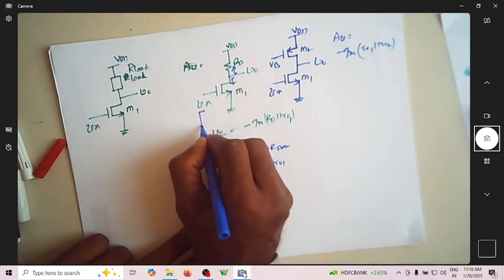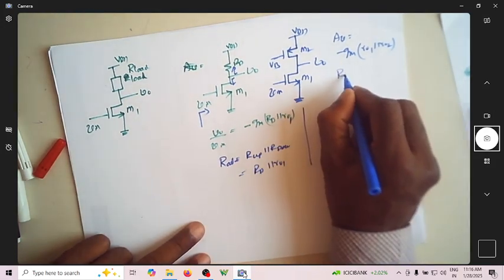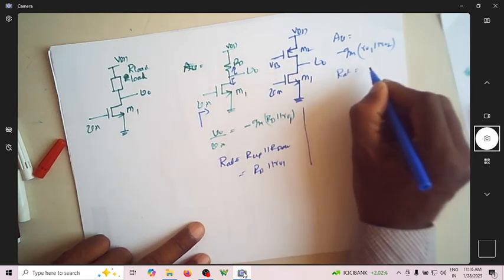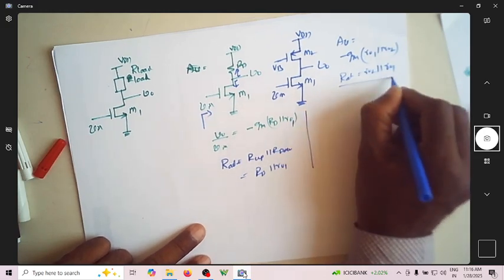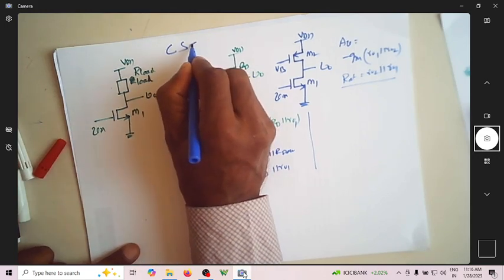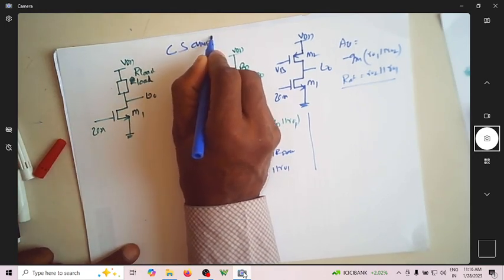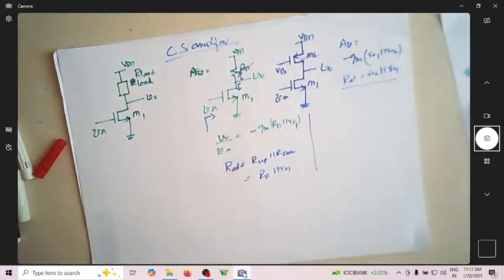Of course over here input impedance is infinite. So what is R out here? R out, R up is R02, R down is R01, so R out is R01 parallel R02. So these are all CS amplifier with different loads: resistive load, active load.